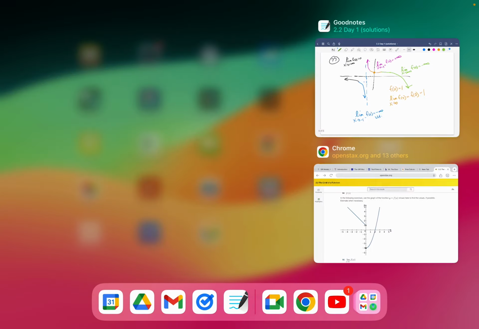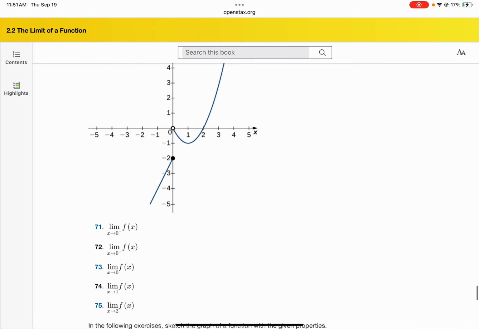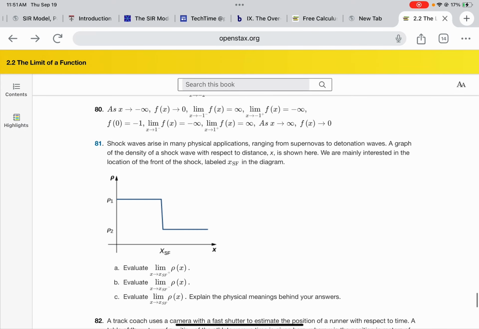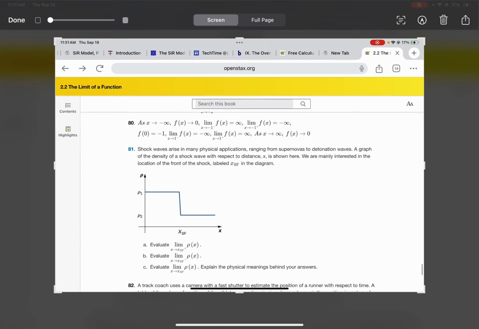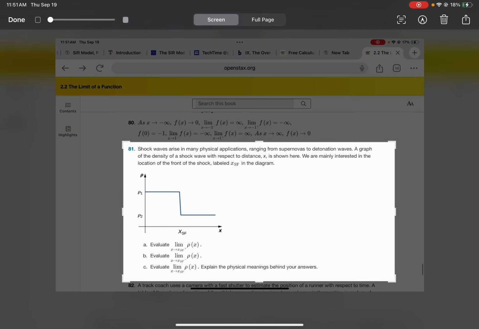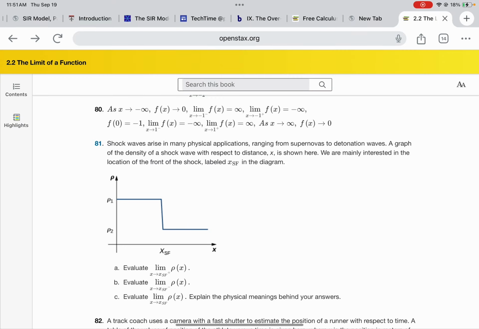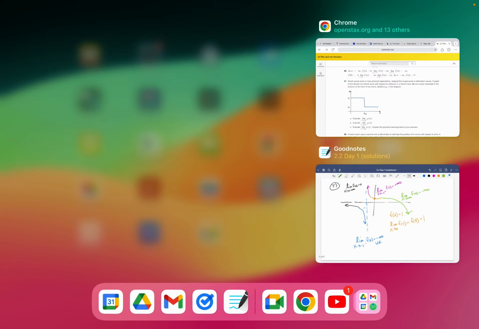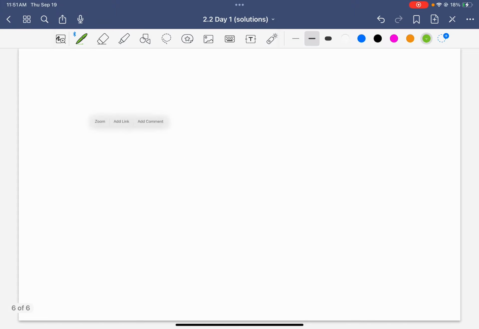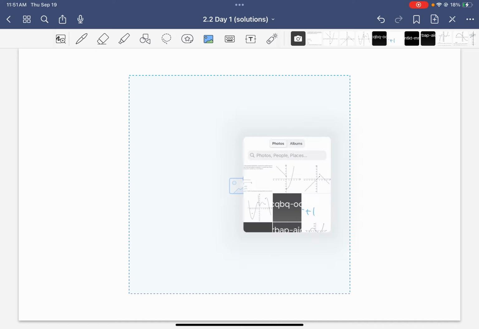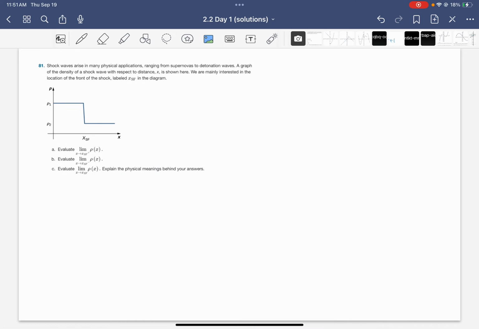So you've got a function, and I'll take a picture of 81 because it's a pretty cool picture. So if I'm doing 81, let me do this. Say done, save to photos. Go back over here to my other app and plug in 81. Okay, so here's 81.